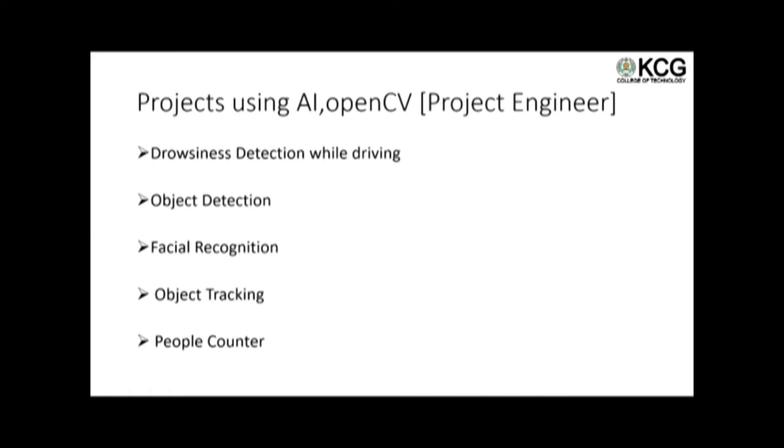So in order to give those eyes, there is a technology called open computer vision in the AI field. We need to use that field to give vision to the machines that we are building. Some of the projects, very minimal, minor projects, but they contribute in a good way: drowsiness detection while driving, object detection, face recognition, object tracking, people counter. If you didn't know about these topics, please note them down, as I said before.